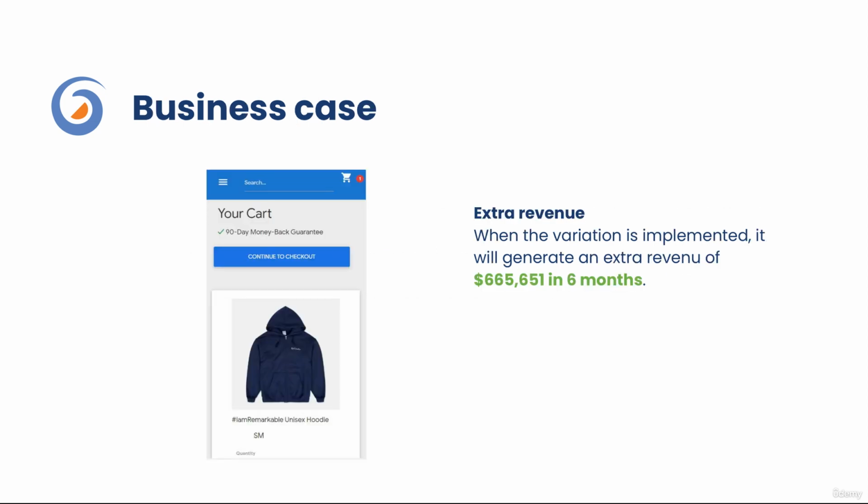When you have a test winner, as we do in this test, also include the business case. In this case, we saw that when the variant is implemented, it will generate an extra revenue of over $600,000 in 6 months. This number helps the product owner decide how important this change is and how high it should be placed on a development backlog.